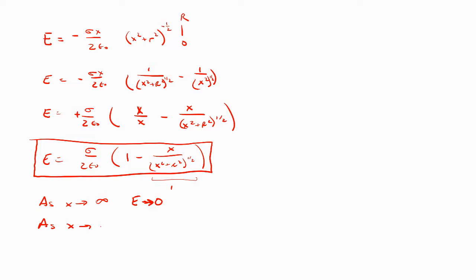As x gets very small compared to r, then this term goes to 0. If this term goes to 0, the electric field approaches sigma over 2 e naught. And so that allows me to draw my graph for the electric field as a function of distance from the disk to look something like this. Approaching 0 as x gets very big, and approaching sigma over 2 e naught as we get very close to the disk.